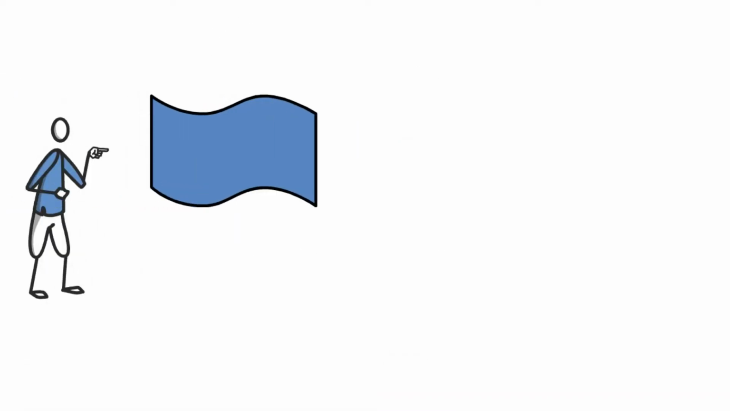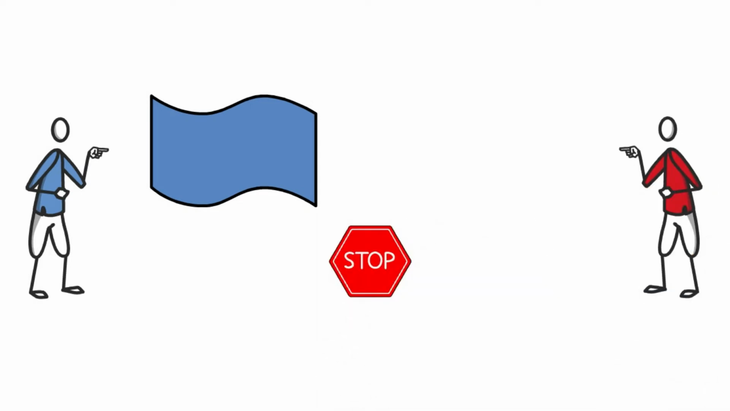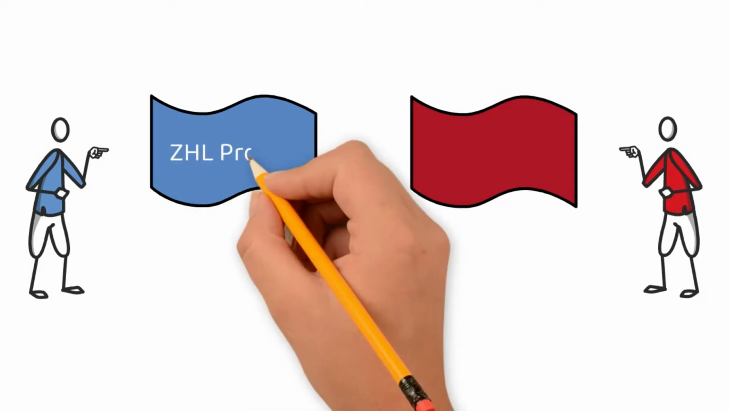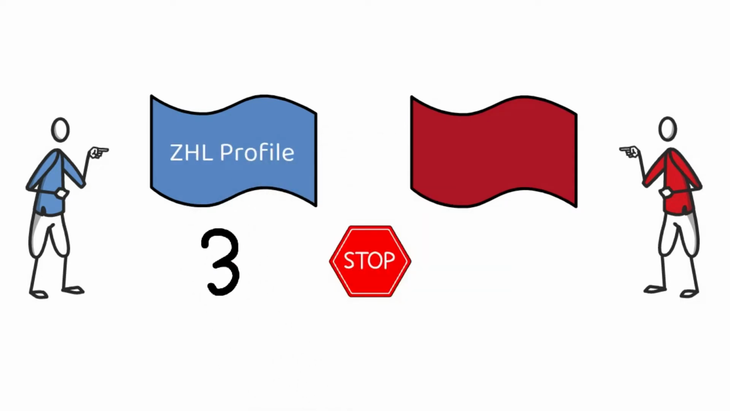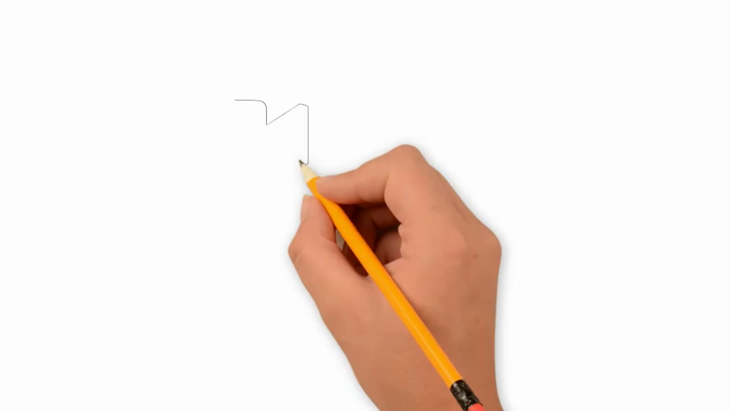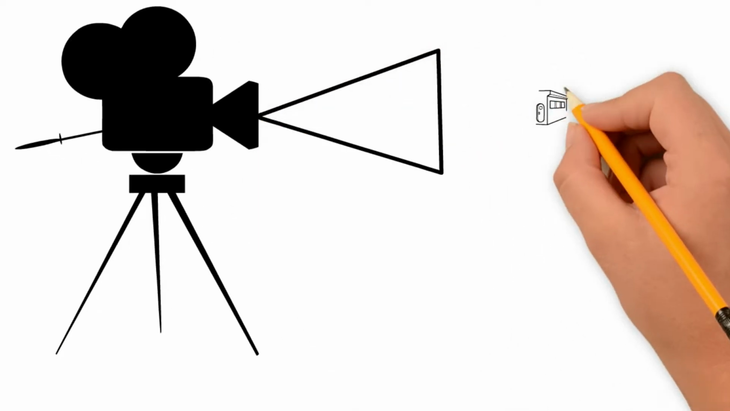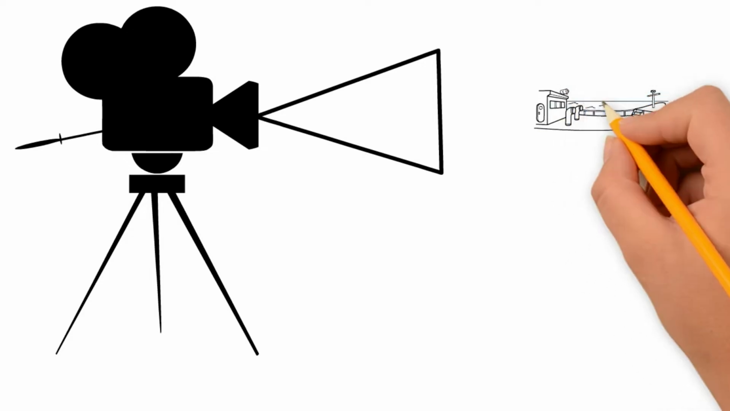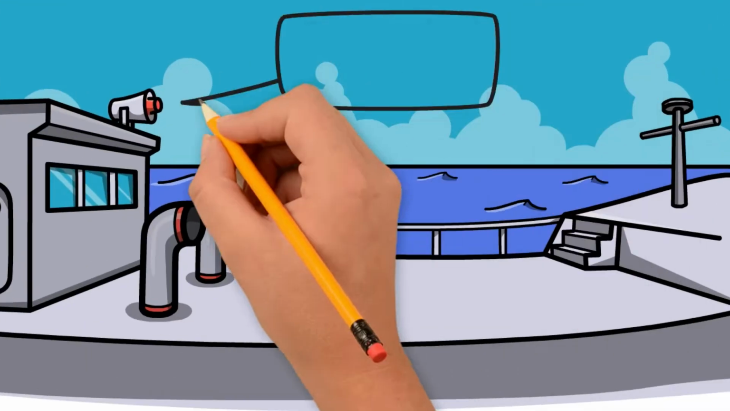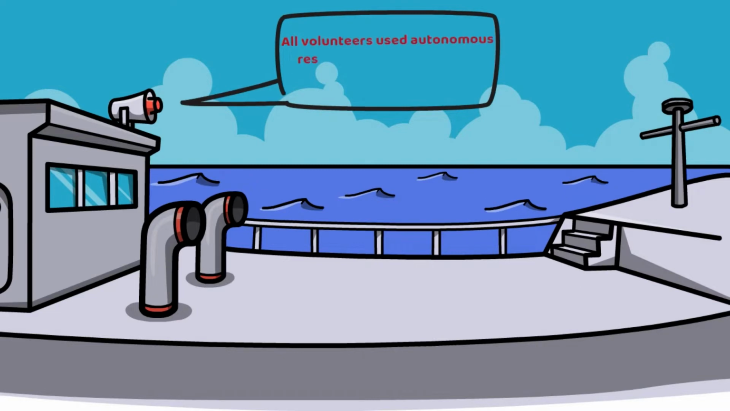To verify if the number of decompression stops interferes with the formation of bubbles, the experiments were divided into two profiles: the ZHL profile with 3 stops and the ZHL adjusted profile with 8 stops. All volunteers used an autonomous respiratory system (SCUBA). The 2 dive profiles, which we will show next.